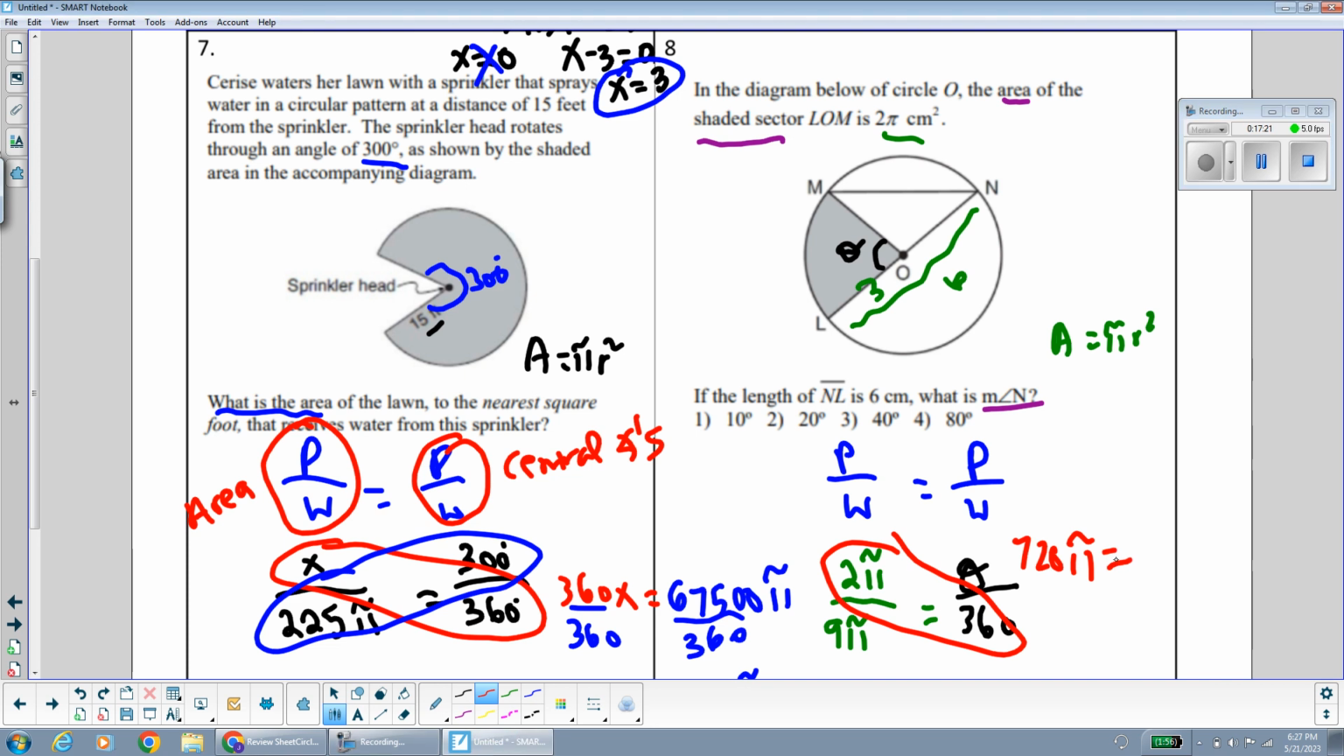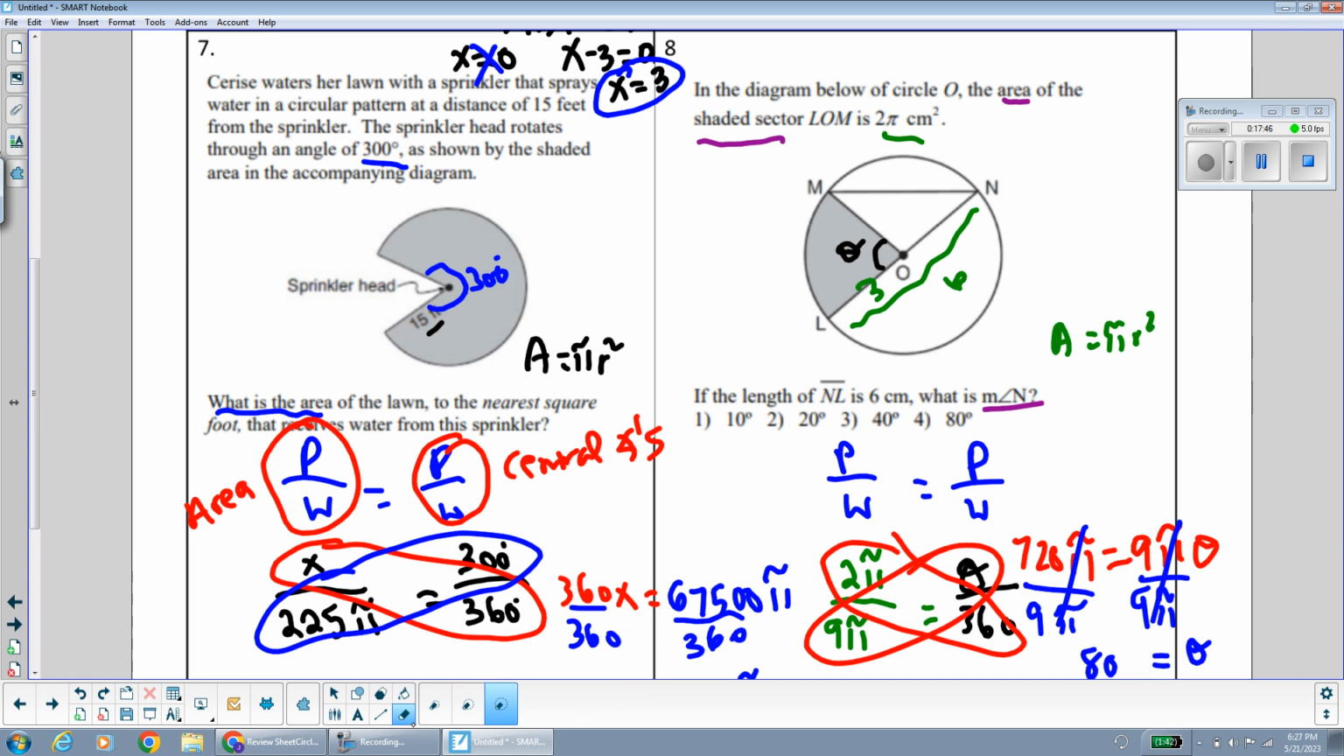And then I'm going to cross multiply the other way. And that's 9 pi times our missing central angle. I just used theta to represent that. To get theta by itself, I'm going to divide both sides by 9 pi. And notice how the pi's cancel out. There's one on the top and the bottom. And I got 80 degrees for the central angle. So I'm going to change this over here to what it actually is.